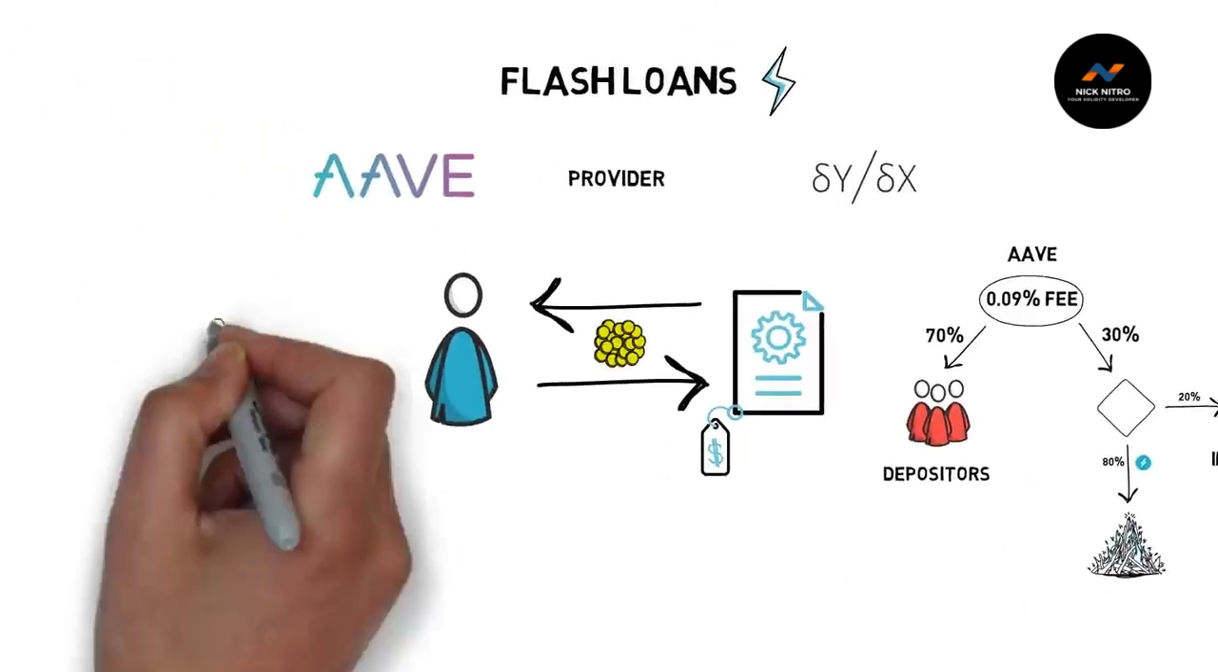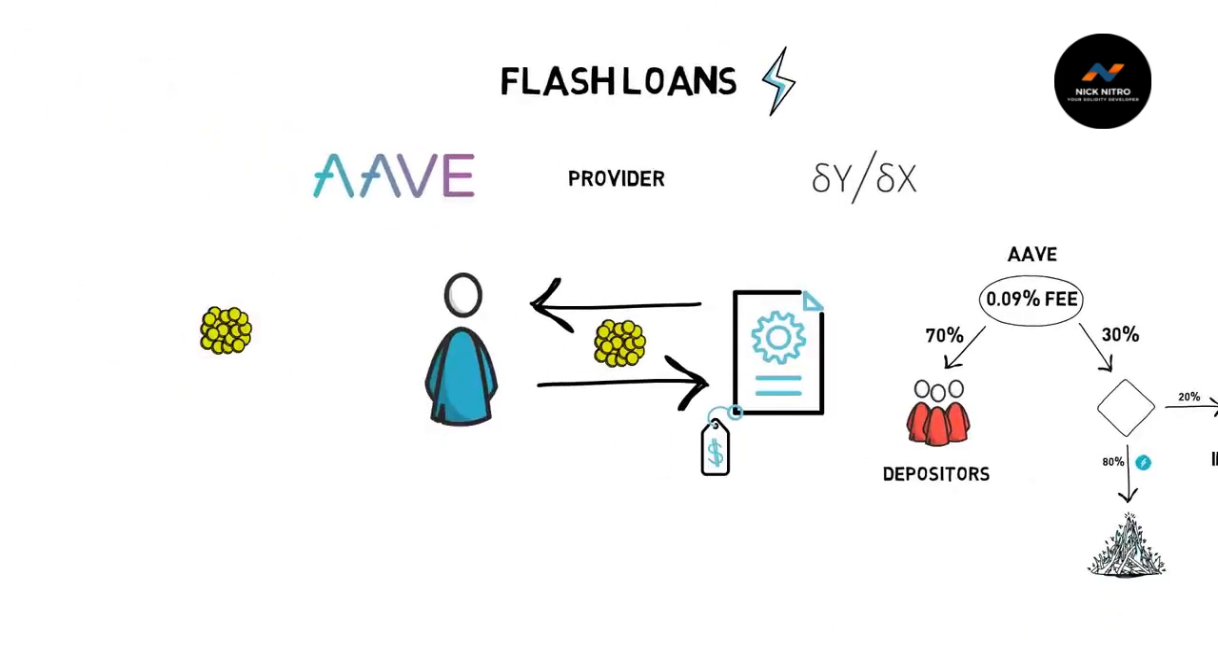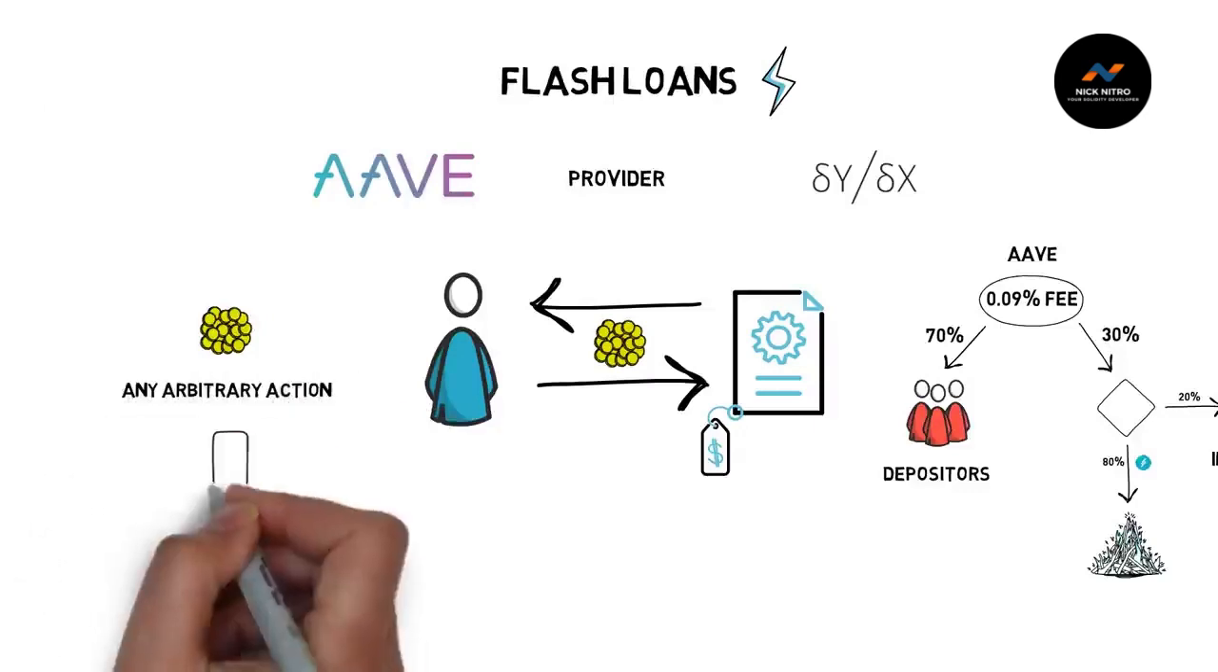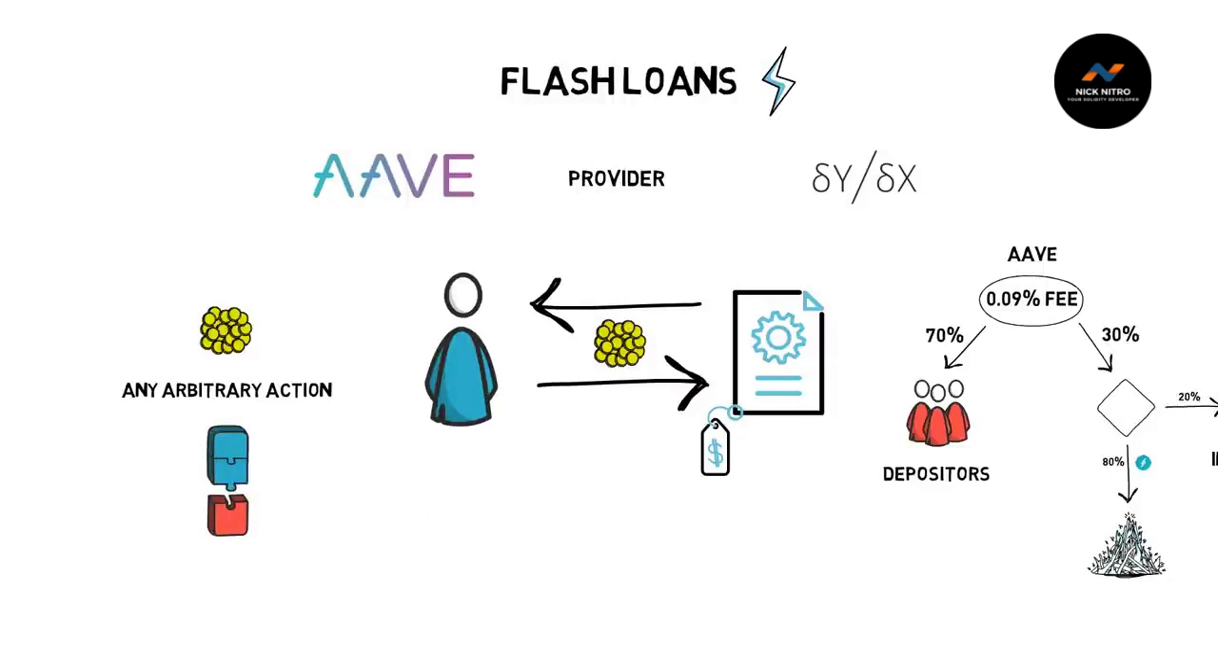Once the amount is borrowed from the lending pool, it can be used for any other arbitrary actions, assuming that at the end of the chain of different steps, the initial flash loan is repaid.